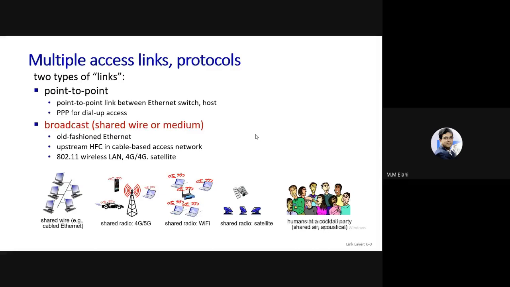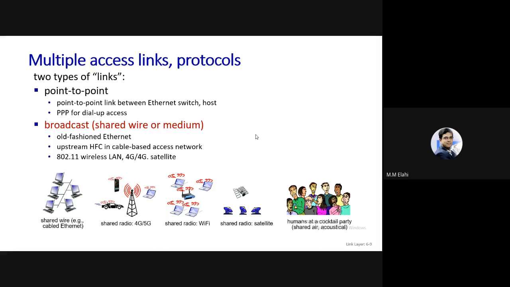For example, we have just said switches. Switches actually divide the collision domain because a switch can transfer frames to a particular destination node. So in that case, we can say it's a point-to-point link because there is no possibility of collision. So every port of a switch is a point-to-point link. Also, there is another example called PPP for dial-up access.